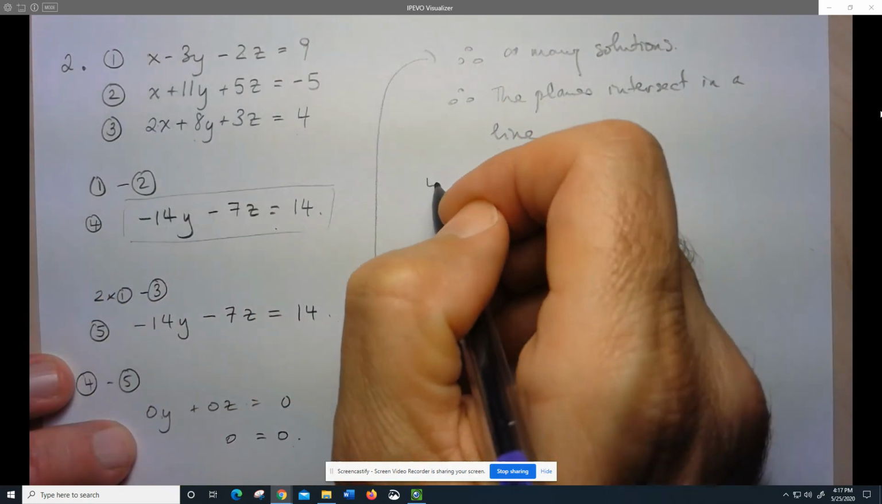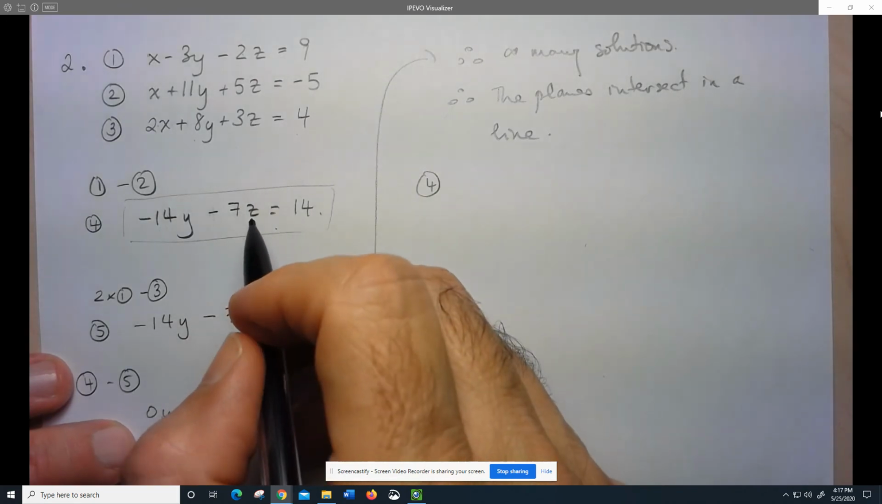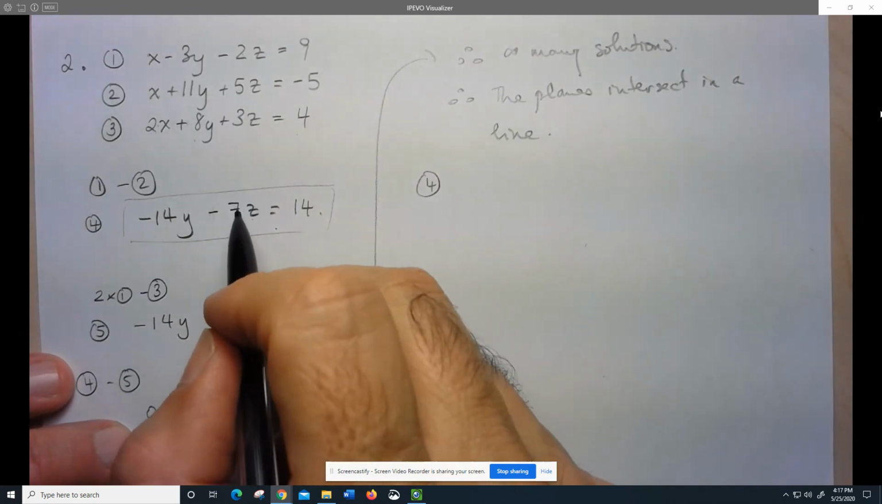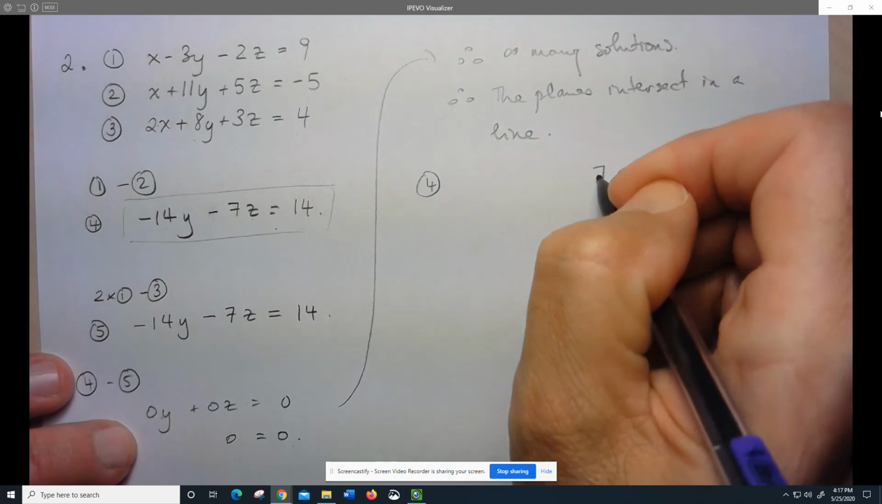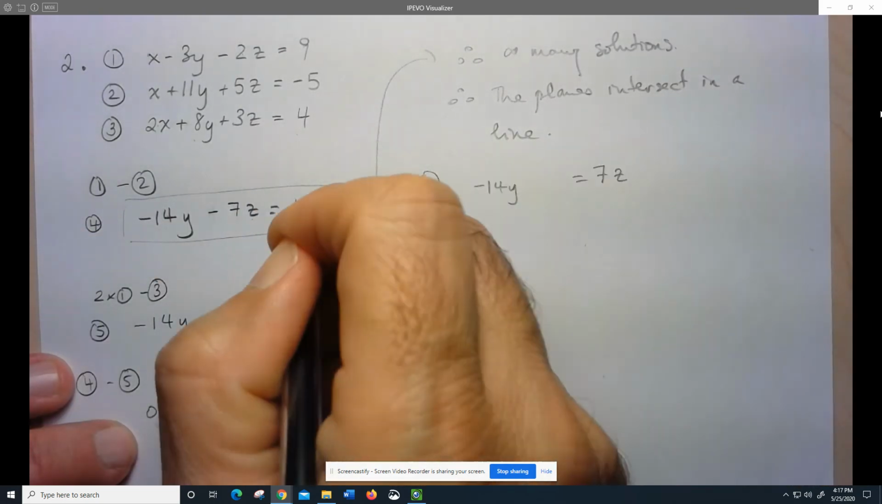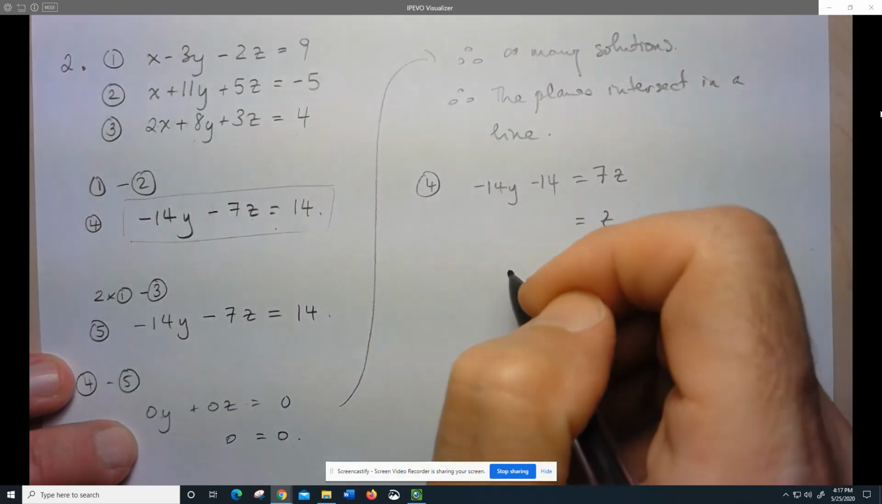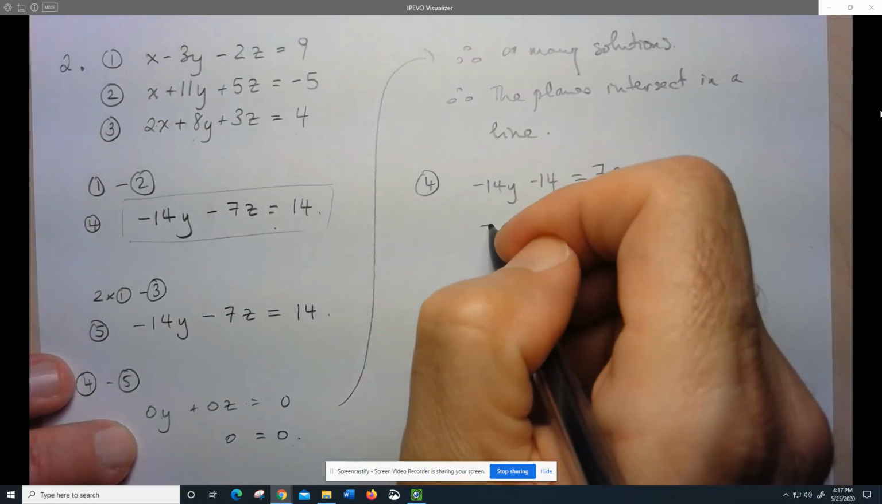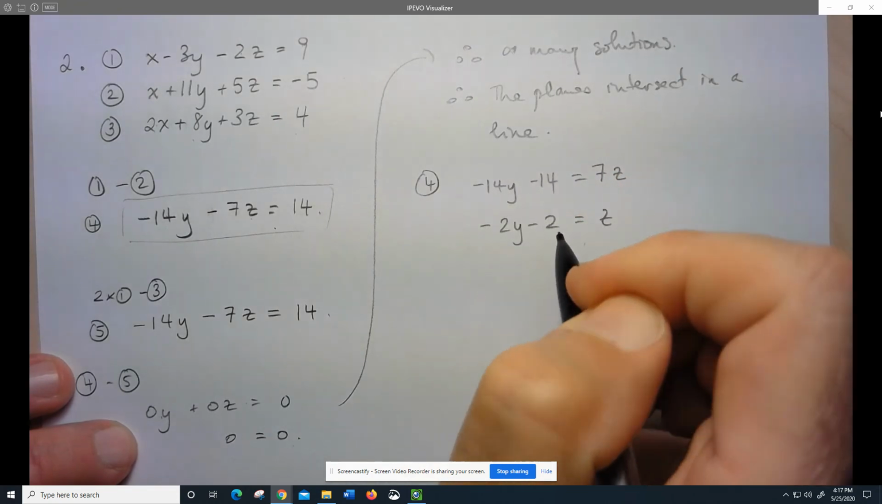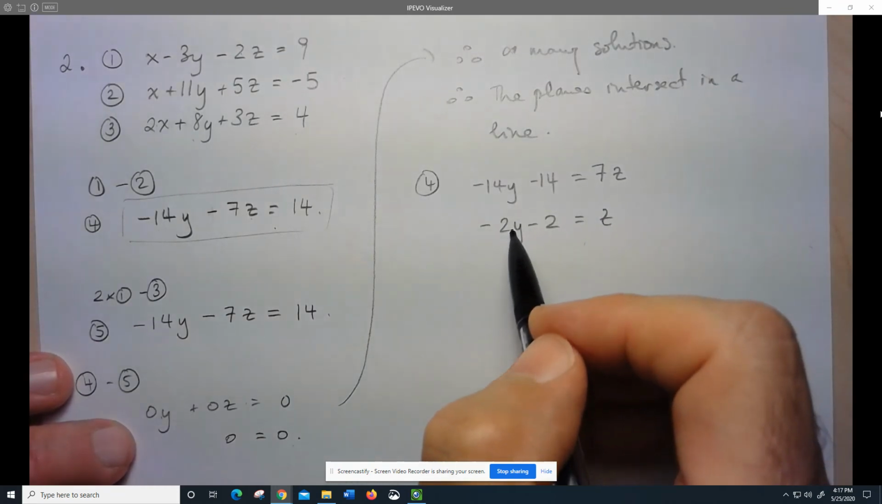From equation 4, I think it's easier to solve for z. So let me bring z to the other side of the equation. So 7z equals negative 14y minus 14. So z is equal to, divide by 7, negative 2y minus 2. And what I've been able to do here is to write z in terms of y.